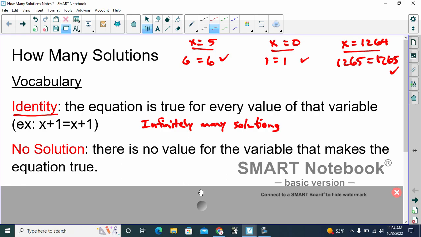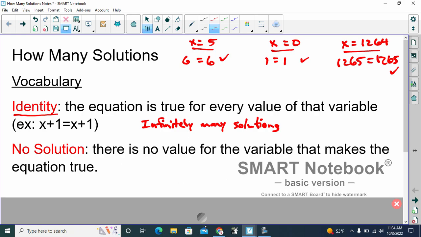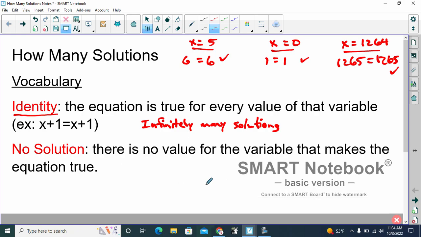So if we are asked how many solutions a linear equation has, it's possible we have one solution. That's been the case most of the time, really all of the time. Anything you've done for this class, we've had one solution. It's possible that we have an identity, which would give us infinitely many solutions. And it's also possible that we wind up with no solution at all. And we'll be taking a look at how to tell when we have infinitely many solutions, when we have no solution.